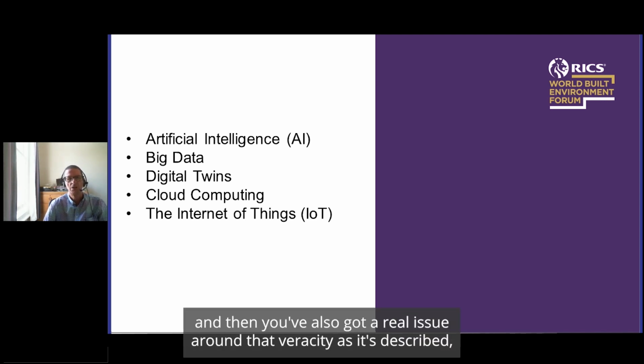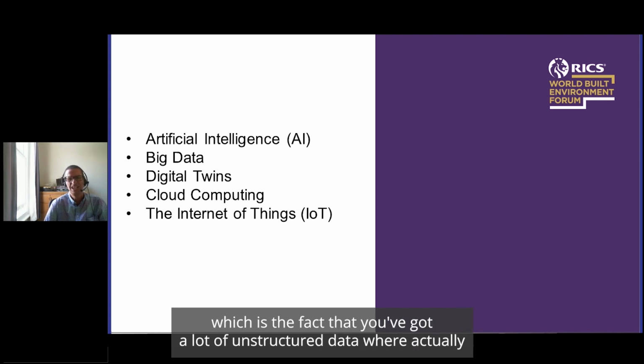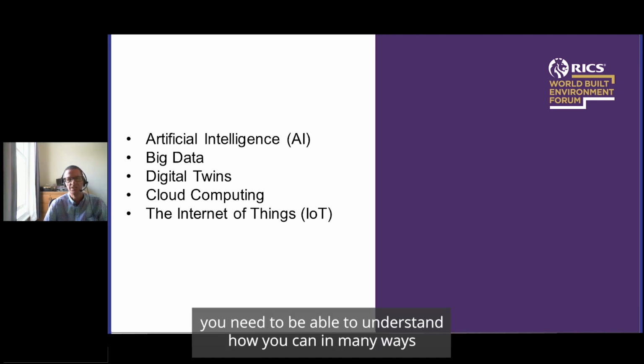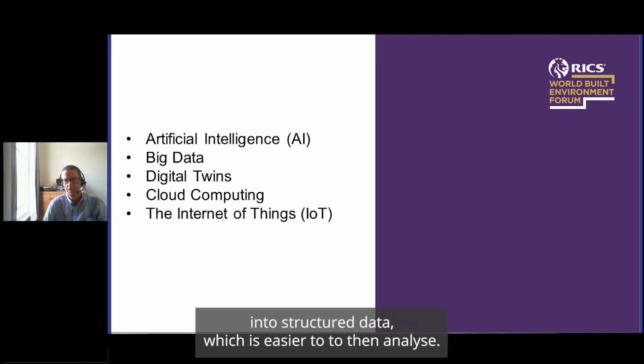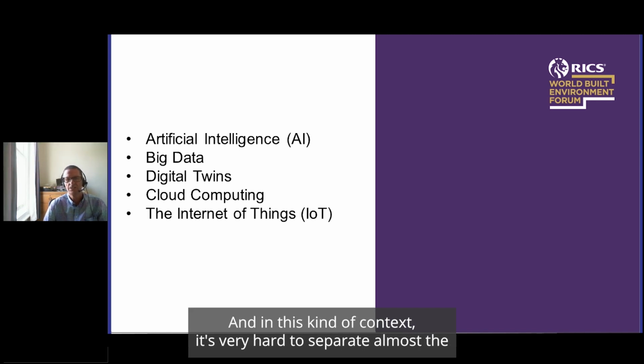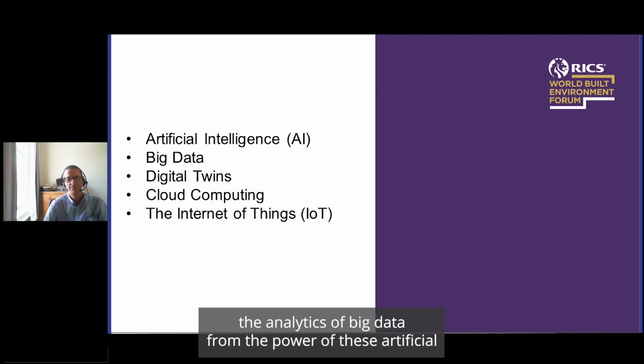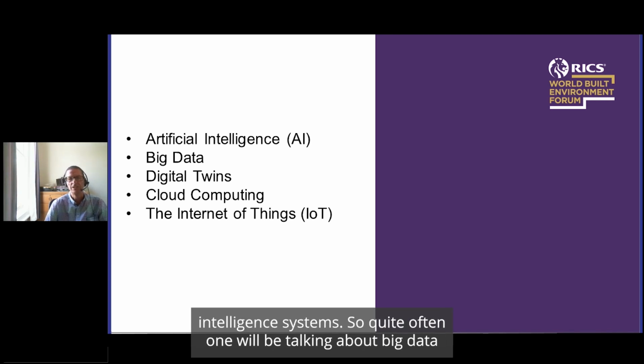And then you've also got a real issue around veracity, as it's described, which is the fact that you've got a lot of unstructured data where you need to be able to understand how you can tidy that data up, clear it up, and make sure that you turn unstructured data into structured data, which is easier to then analyze. And in this context, it's very hard to separate the analytics of big data from the power of these artificial intelligence systems.